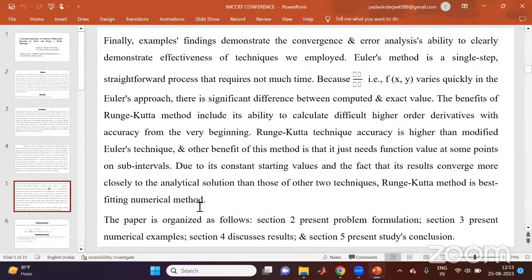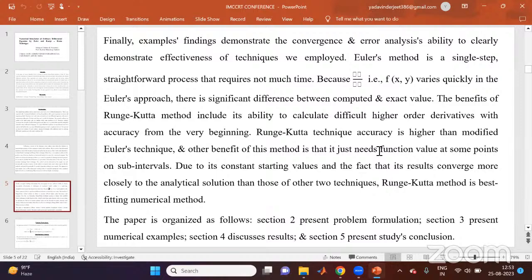Next slide. Finally, the examples demonstrate the convergence and error analysis ability to clearly show the effectiveness of the techniques we employed. The Euler method is a simple, straightforward process that requires not much time because dy by dx, that is f of x, is computed very quickly. In the Euler approach, there is a significant difference between computed and exact value. The Runge-Kutta technique includes its ability to calculate difficult higher order derivatives with accuracy from the very beginning. Runge-Kutta technique accuracy is higher than the modified Euler technique. Another benefit of this method is that it just needs function values at some points on some intervals.